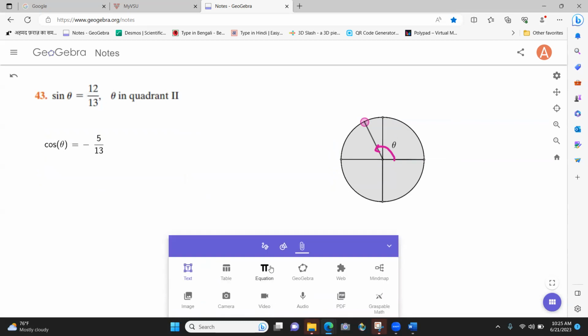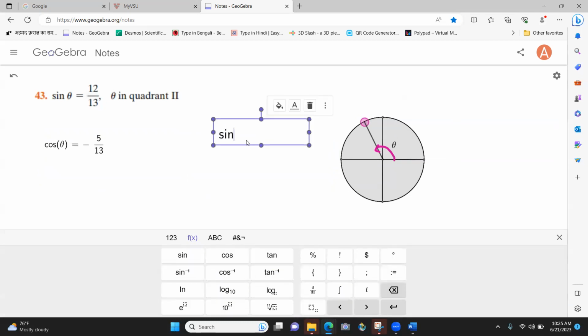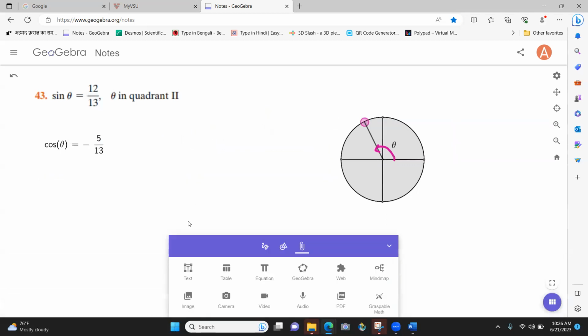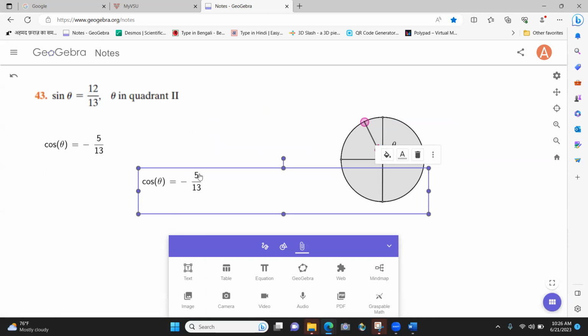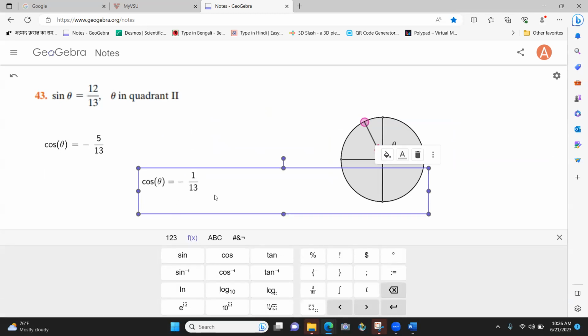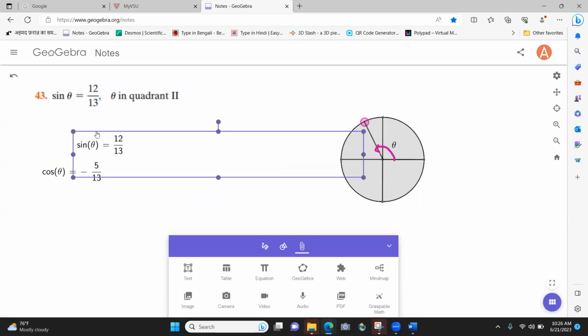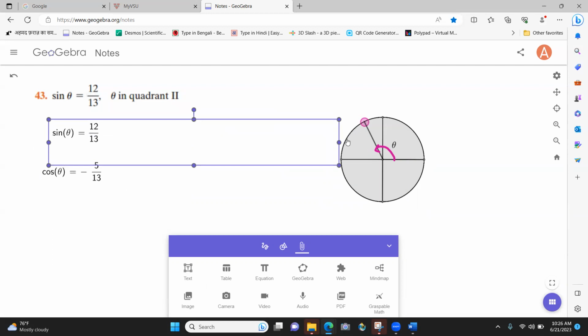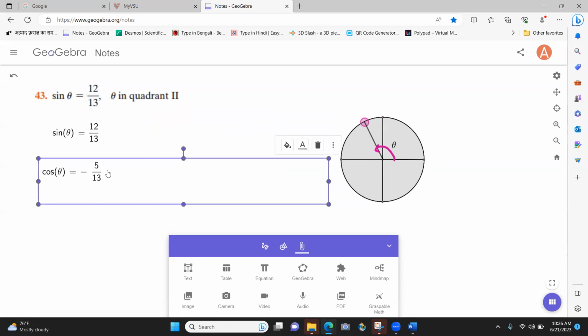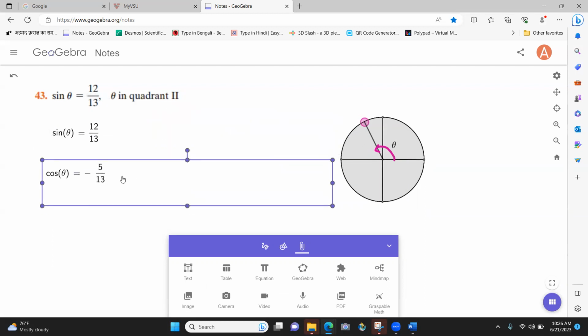Let me write down the cosine one. That's given. Sine theta, let's be consistent, is 12 over 13. You want to be careful, guys, when you're taking online exams. When it's negative, you write negative. When it's not negative, you write positive. Now, based on this, we can easily find the rest, okay?